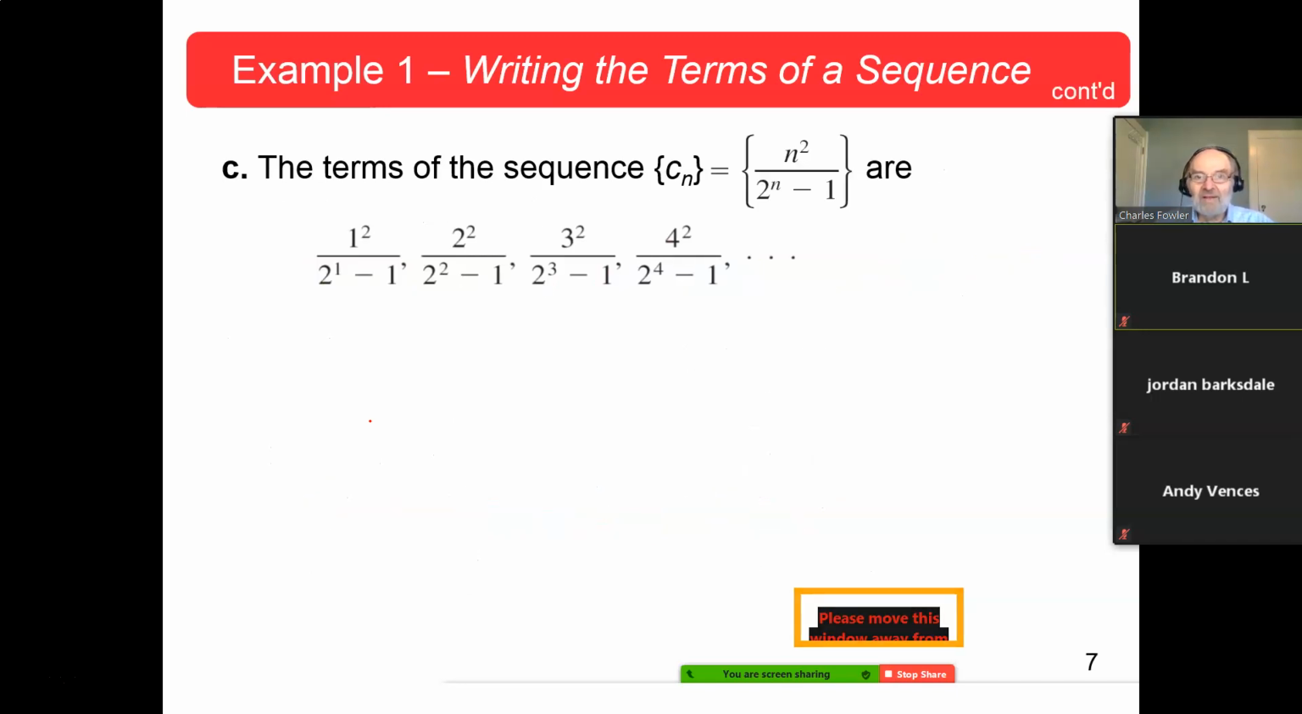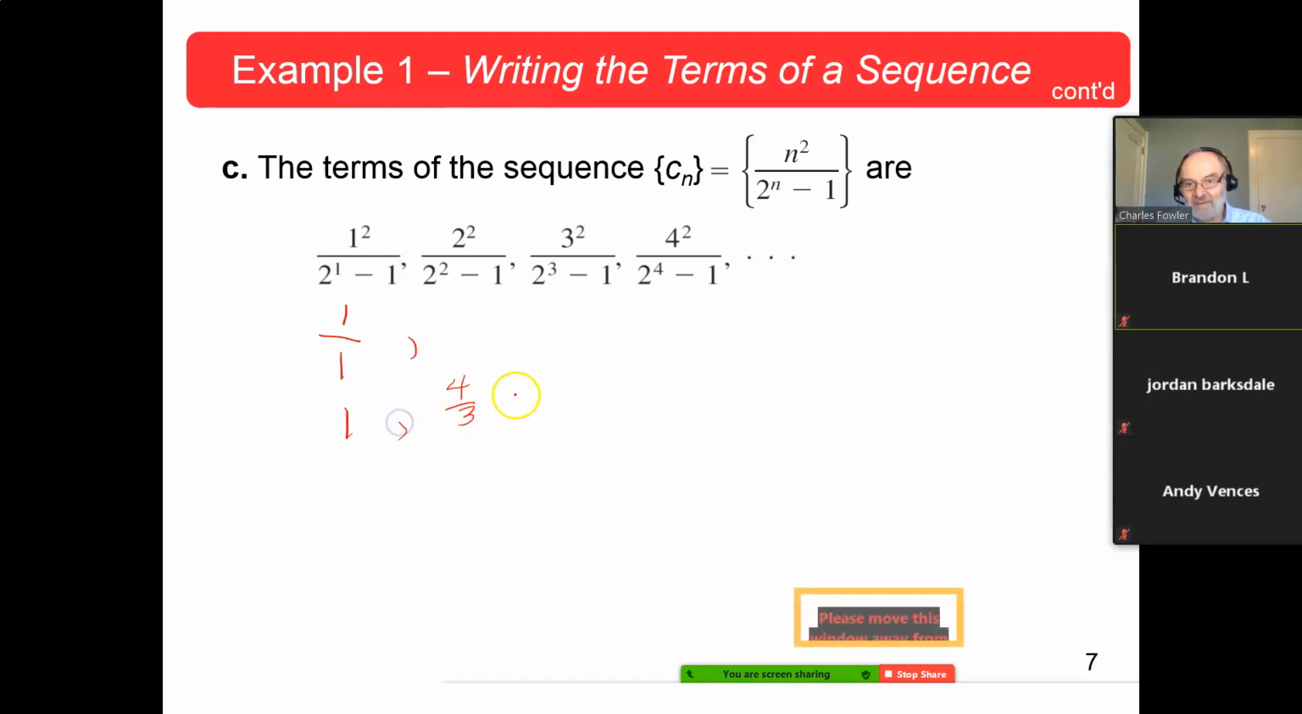Here's C. The sequence C sub n is n squared over 2 to the nth minus 1. So n always starts at 1 unless you're given some other reason for it to be. So that'd be 1 squared over 2 to the first minus 1. Well, that's going to be 1 over 2 to the first is 2 minus 1 is 1. Okay, so that's 1. Okay, the next one is 2 squared over 2 to the second, minus 1. Well, that would be 4 over 4 minus 1. That would be 4 thirds.